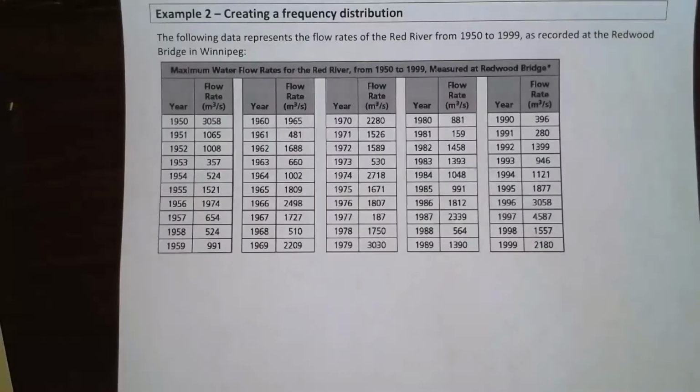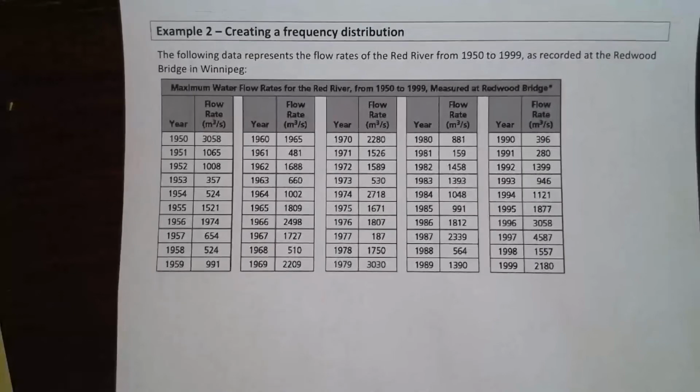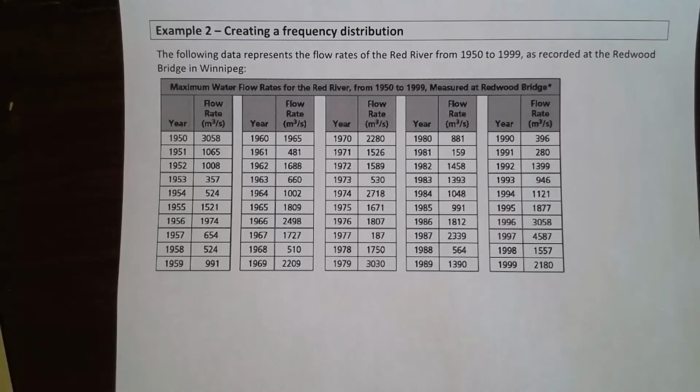The second part of this problem is a whole bunch of data here, and it asks you to create a frequency distribution. So this is the flow rates for the Red River from 1950 to 1999. There's a very big flood in Manitoba, and in 1999 there was, well, I think 1999 was okay, but 1997 was a bad year. So we've had quite a few floods in and around this time.